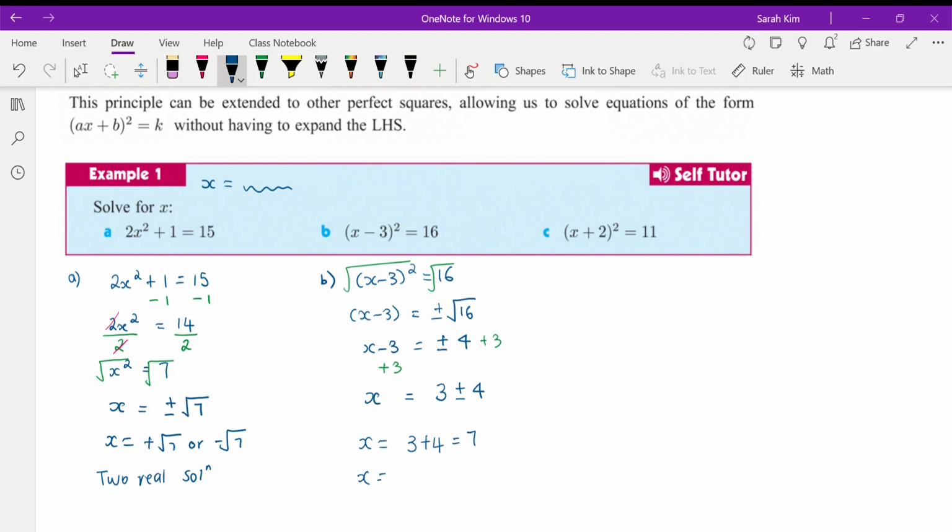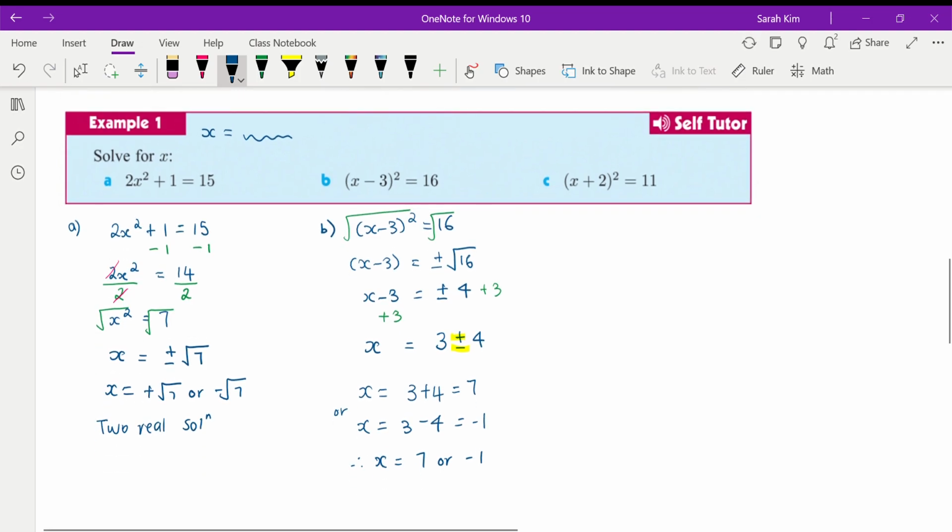The other answer is going to be 3 minus 4. So I've considered the plus, now I consider the minus. 3 minus 4 is minus 1. So therefore, I'll write my final answer. X can be 7 or minus 1. As you can see over here, there were 2 real solutions for this one as well.